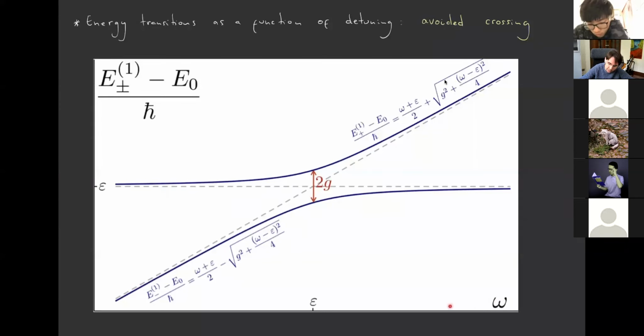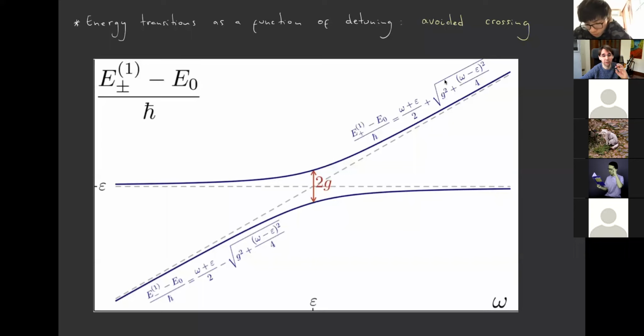But as you get into resonance, so as the cavity becomes resonant with the atomic frequency, you modify a lot the energy transitions. And in particular, you don't let them cross, and you get a splitting that is maximum at the atomic frequency, and it's equal to 2 times the coupling. So this is very, very important for many reasons.